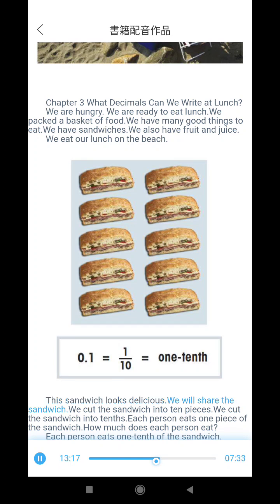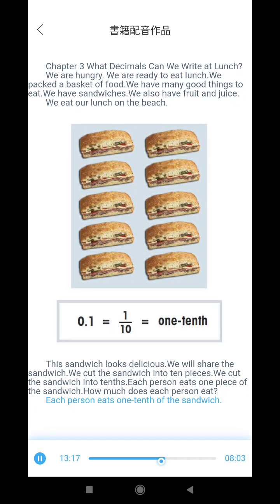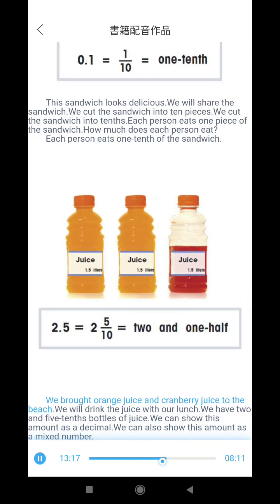This sandwich looks delicious. We will share the sandwiches. We cut the sandwich into 10 pieces. We cut the sandwich into tenths. Each person eats 1 piece of a sandwich. How much does each person eat? Each person eats 1/10 of the sandwich.